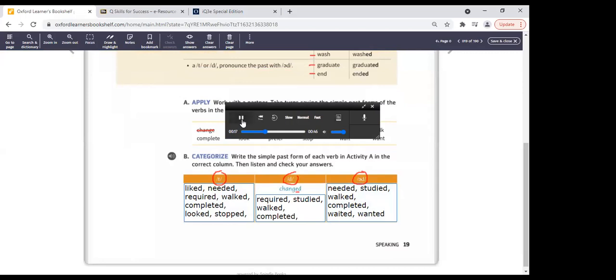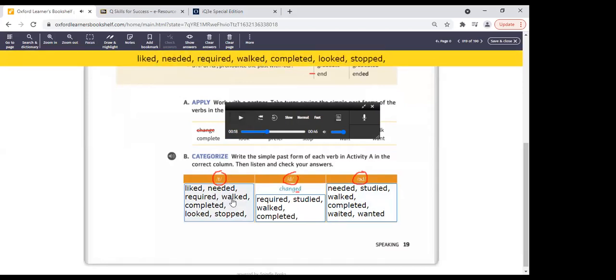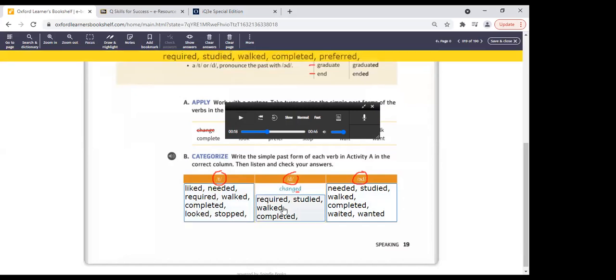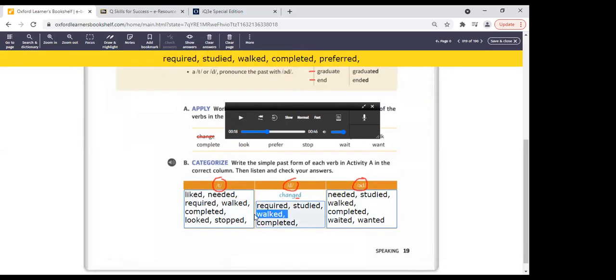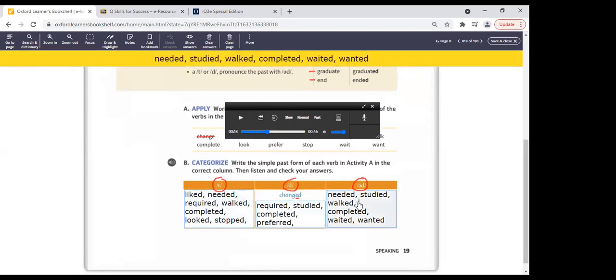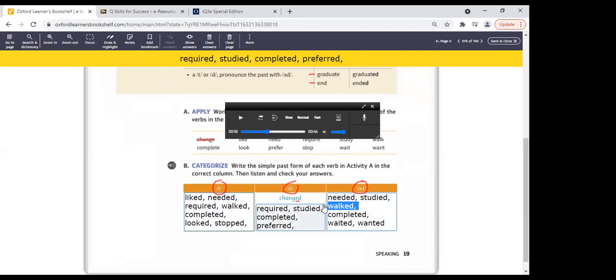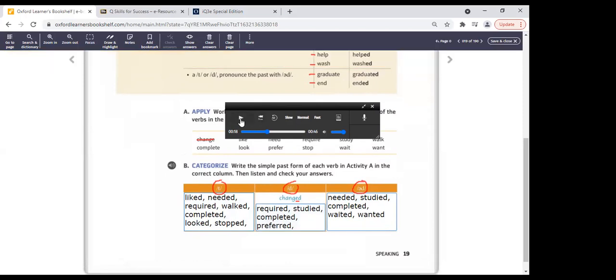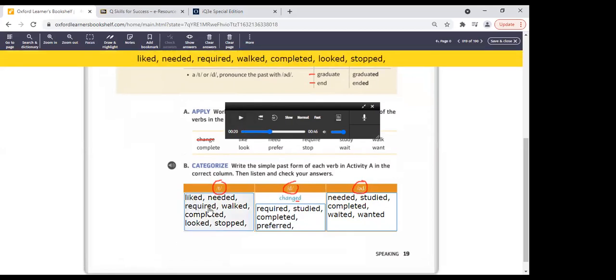What else do they have? Walked. Okay. Walked. Yeah. So which one is walked? I think T sound. Walked. They're telling us which one comes in the first one. Yeah. It's walked. Okay. Column 2. So that's all it is from column 1. Liked, walked, looked, stopped.